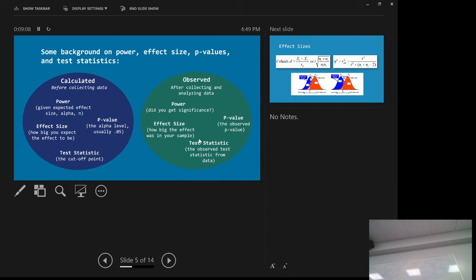What do we know about a mathematical equation that has four letters in it, four variables? If I know three, you can find the missing one. As long as you know three, you can find the fourth. So power analysis, most commonly, people do power analysis to find out what sample size I should go get.